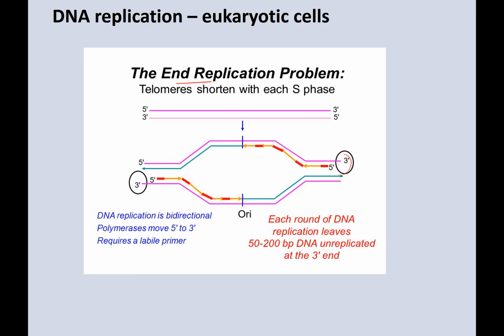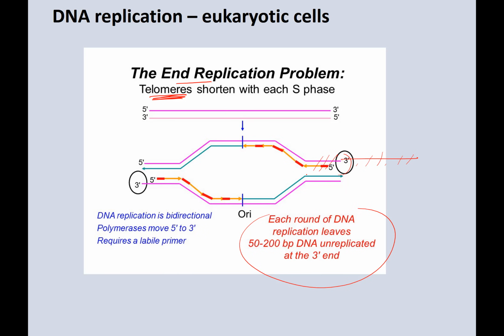Eukaryotic cells deal with this by having telomeres, which are lengths on the ends of our chromosomes that are non-gene coding and can be lost. With each round of DNA replication, you lose 50 to 200 base pairs. Okay. That's fine. We have telomeres, they're long, and each time they're shortened a little bit. But in eukaryotic cells, when the telomeres get too short, the cell will undergo apoptosis, which means it's programmed to self-destruct.